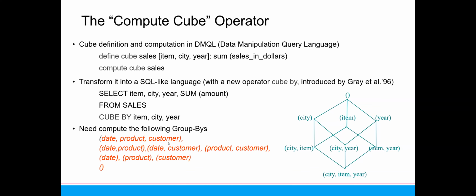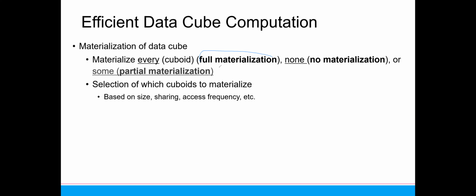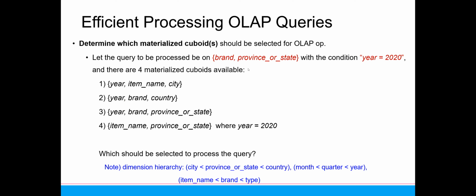So if we deal with all those things, we call this full materialization. We want to materialize every cuboid, but sometimes we want to have only partial materialization, or a subset of the cuboids. When we do efficient processing of OLAP, we can determine which materialized cuboids should be selected for the OLAP. For example, let the query to be processed be on brand and province or state with the condition year equals to 2020. So there are 4 materialized cuboids available.